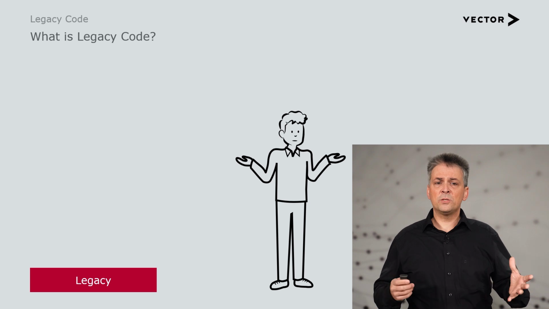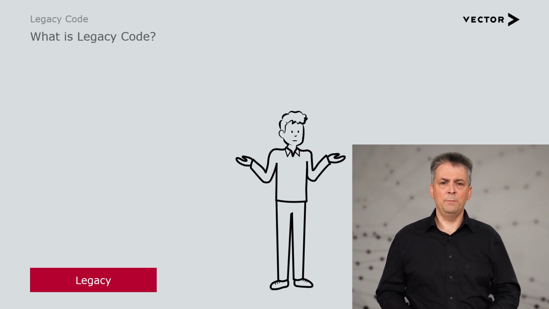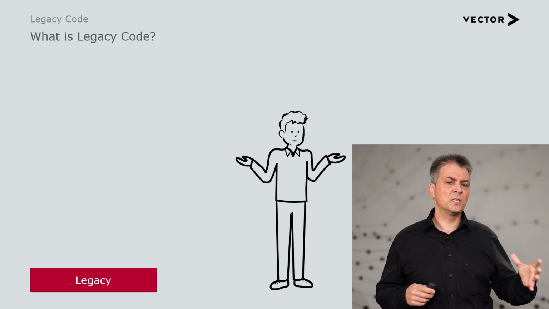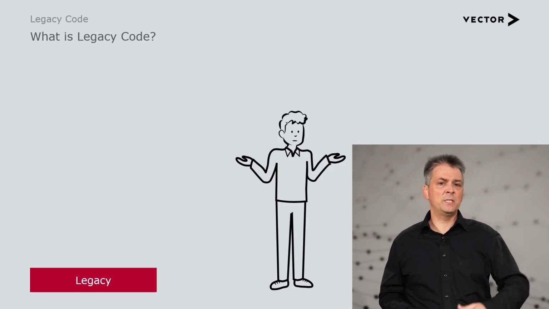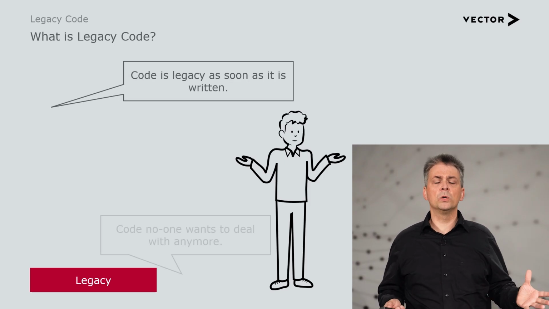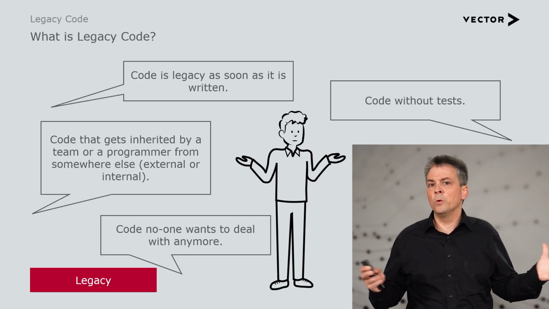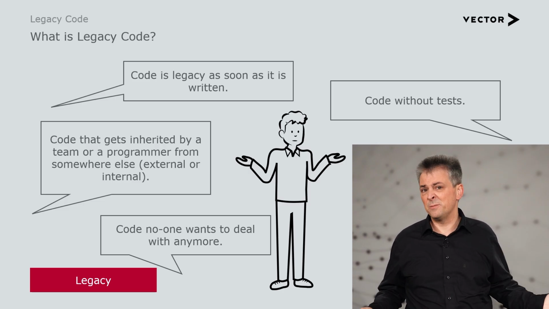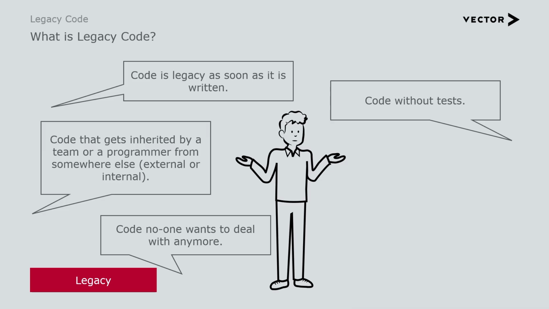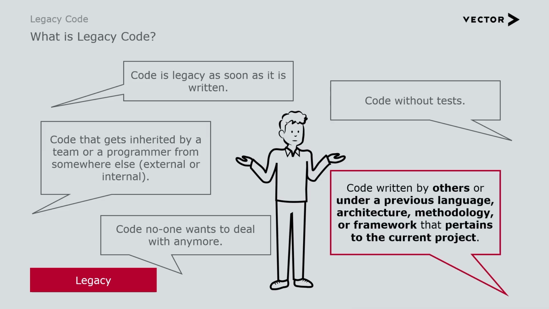And first we have to answer the question, what is legacy? Because there are multiple interpretations of what legacy can be, especially when we take a look at legacy code. Legacy code is legacy as soon as it is written, or it gets inherited by a team or a program from somewhere else, or it is code no one wants to deal with anymore, or code without tests. I found one definition that I prefer, and it is this one. It is code written by others or under a previous language, architecture, methodology, or framework that pertains to the current project. So it's something that we take over for the current project.